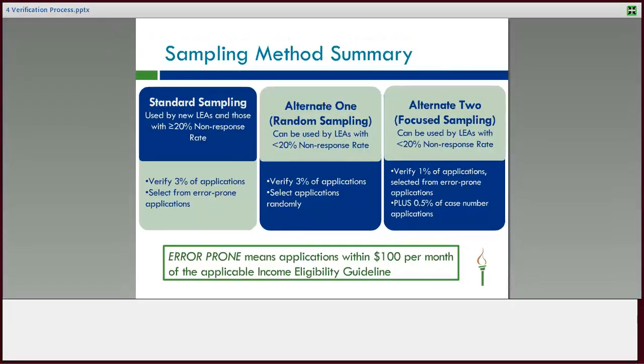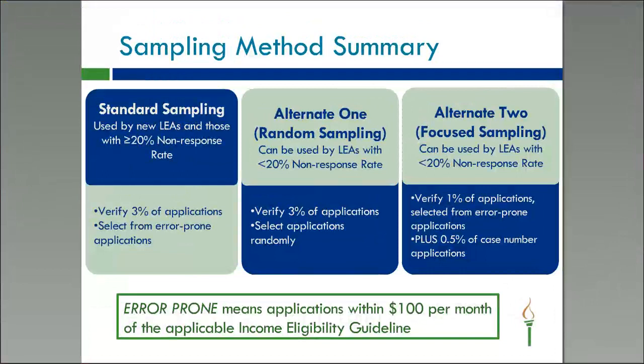The standard sampling size is used by new LEAs and LEAs with more than 20% non-response rate for verification from the previous year. So if you did verification the previous year and some households responded and some didn't, if you had 20% or more non-response rate from the previous year, then you are required to do that standard sampling method.